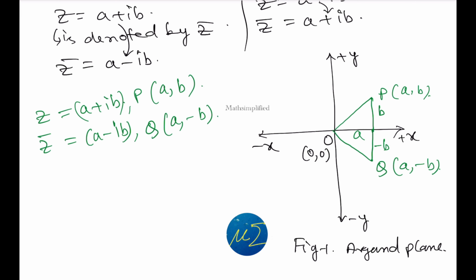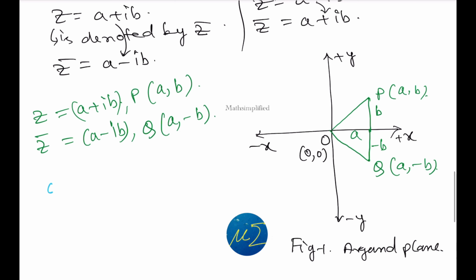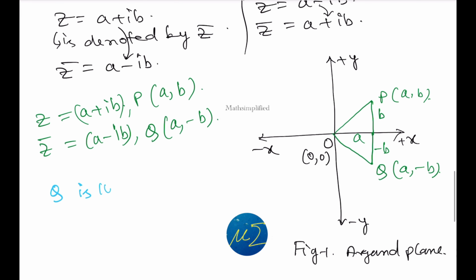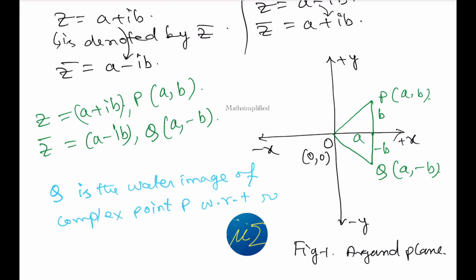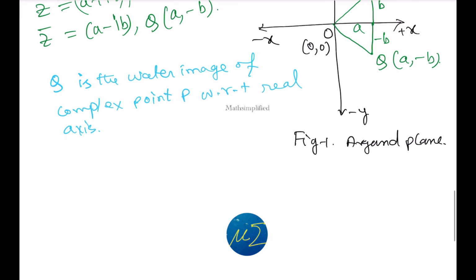So here Q represents our conclusion: Q is the mirror image of complex point P with respect to the real axis. So that's clear. Now I am showing you some examples of how we will calculate the conjugate of a complex number.